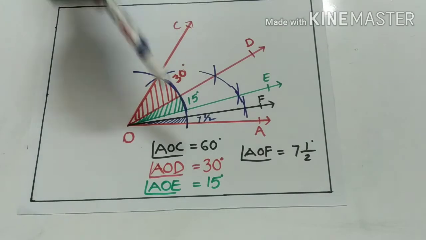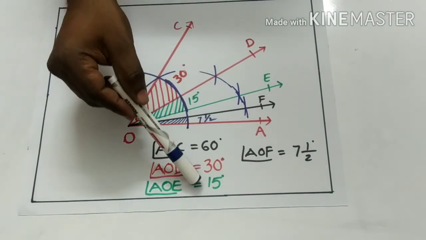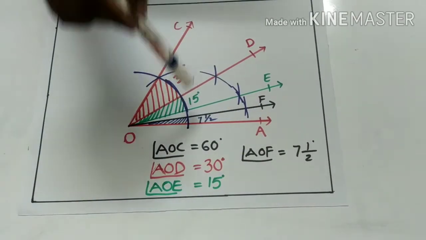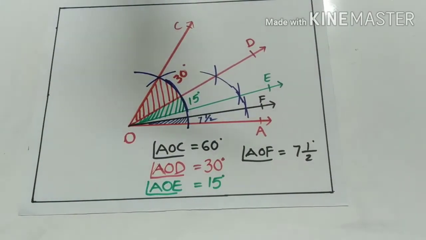So 60, 30, 15, 7.5. This complete angle AOC is equal to 60 degrees. From this we constructed 30, 15 and 7.5. Suppose in the examination they ask you to construct an angle of 15 degrees. So first you should construct 60, then 30, then 15. Directly you cannot construct either 15 or 30 or 7.5.